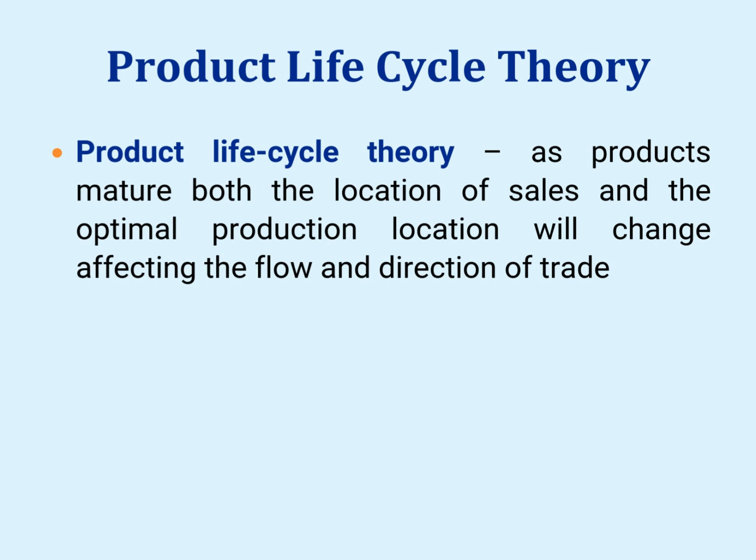First, let's take a look at the product life cycle theory. This theory suggests that as a product develops and reaches its maturity stage, the optimal locations for production and sales of that product will shift. Initially, the product is developed and produced in advanced countries, but as the product matures, production shifts to other countries with lower costs, while its consumer market expands globally.